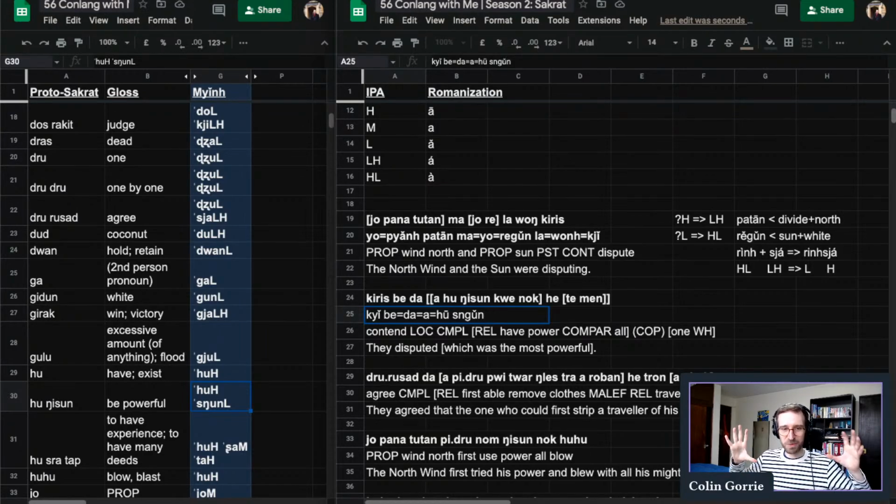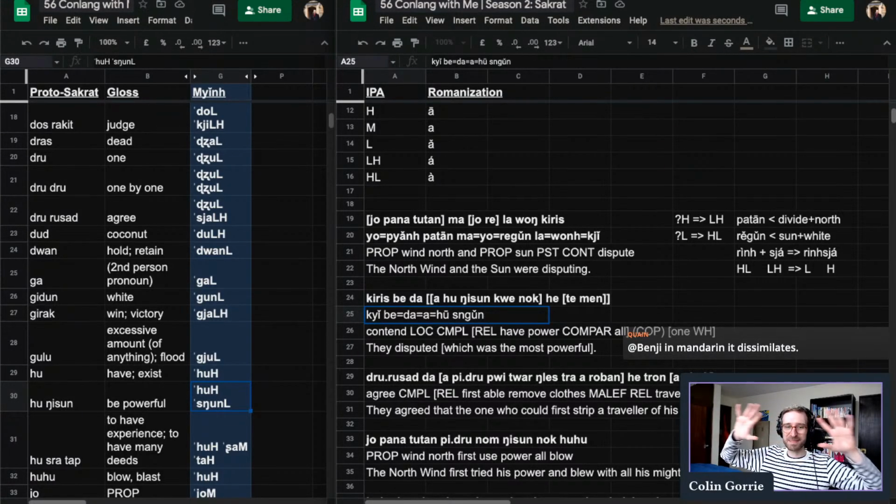Yeah. We're kind of getting close to this, I don't know, DMZ, this liminal space between the stress and the tone worlds. The space where pitch accent dwells.